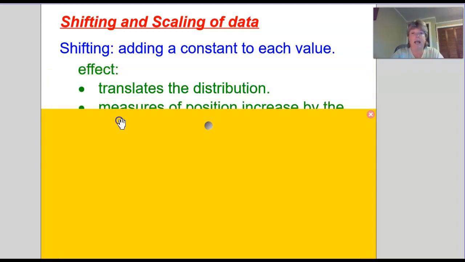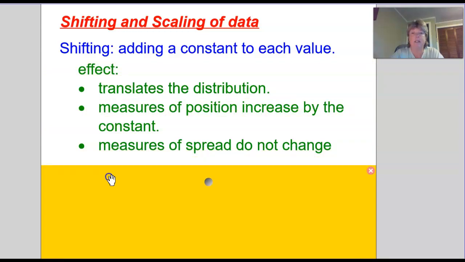So the effect that that has here, as we just saw, is that it translates the distribution back and forth. And it translates the distribution a distance of whatever you added. So if you added 10, it's going to translate up 10. If you subtract 5, it's going to translate back 5.